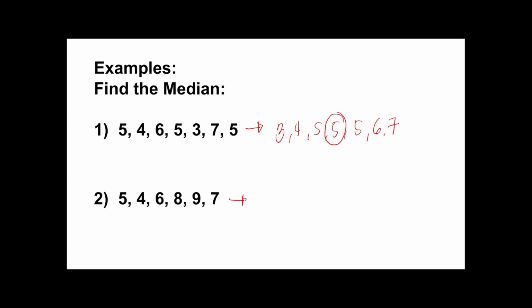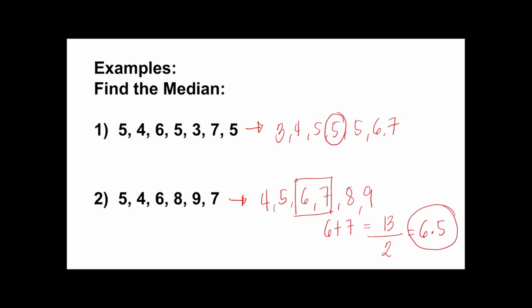Next one, for number 2. So we only have 6 numbers. So we rank order this one. So it will be 4, 5, 6, 7, 8, and 9. And we have 2 medians. So to get the median, for even numbers, we just have to add 6 and 7. So that gives us 13. So we divide it by 2. That gives us 6.5. So this is now the median.